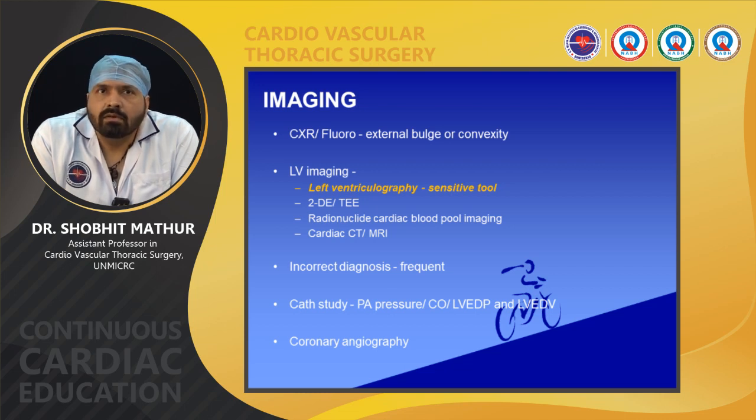Incorrect diagnoses do happen in a case of aneurysm. Sometimes we'll have to go for a cath study if right heart failure is also suspected, to evaluate the PA pressures, and a coronary angiography is a must because the cause is MI.